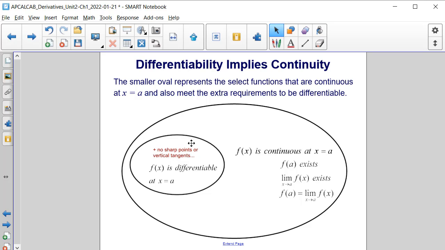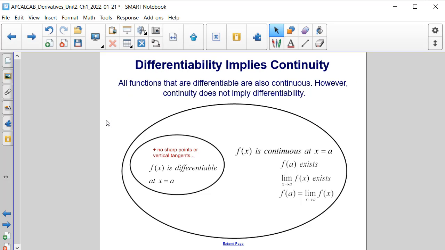This smaller oval represents the select functions that are continuous at x equals a and also meet the extra requirements to being differentiable, meaning f of x is differentiable at x equals a when there are no sharp points or vertical tangents. All functions that are differentiable are also continuous. If they're differentiable in here, they have to be continuous to begin with. However, continuity does not imply differentiability, because as we have seen, the absolute value function is one example of a continuous function that is not differentiable because it has a sharp point.